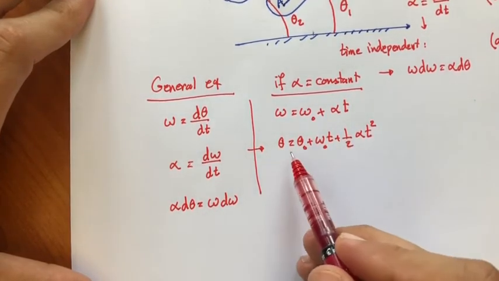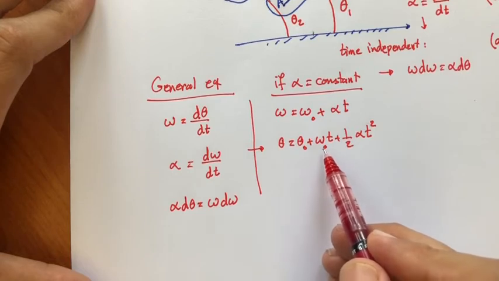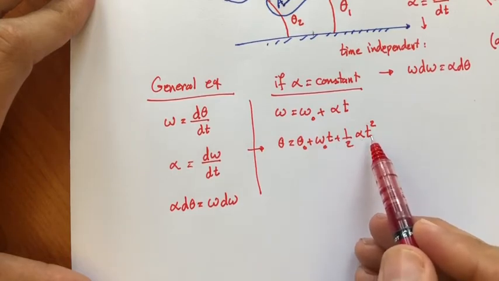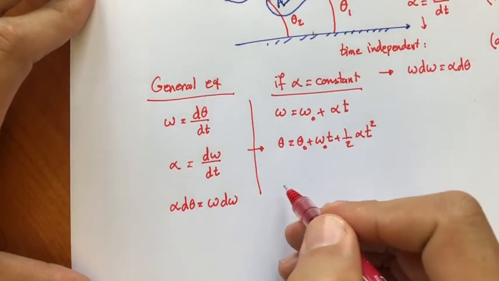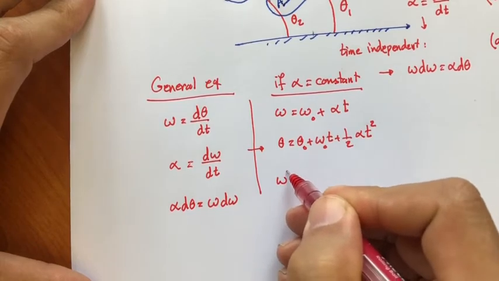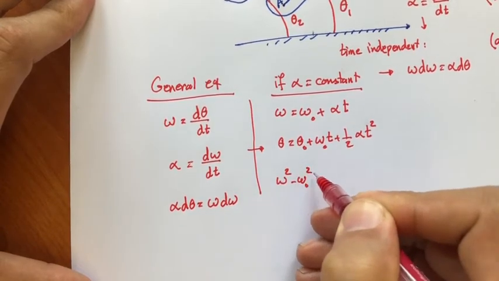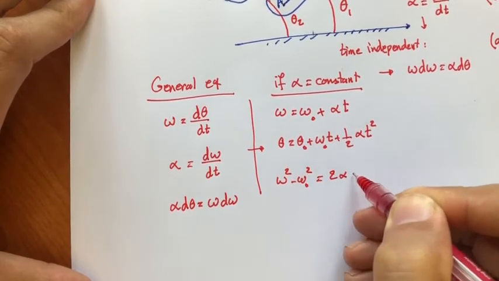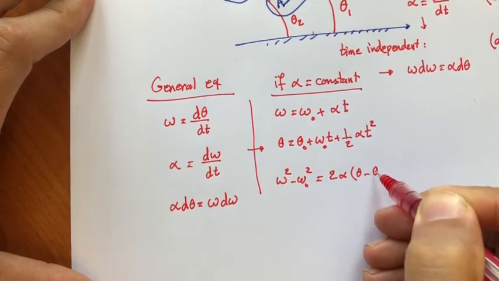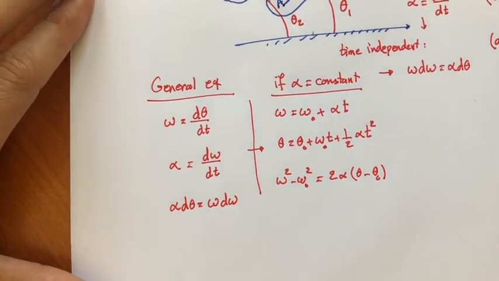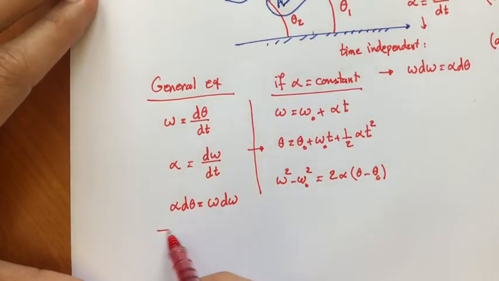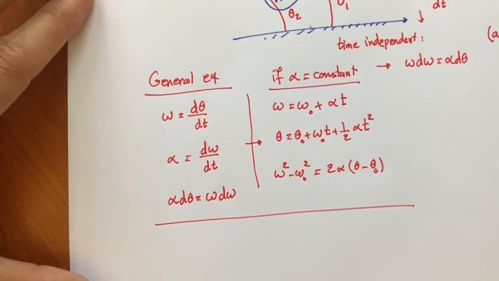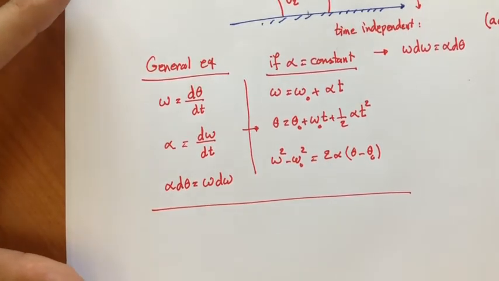In previous equations, we had s is equal to s naught plus v naught times t plus 1/2 of a times t squared, right? You see, we have exactly the same equations. And similarly, for time independent equation, if alpha is constant, we are going to have omega squared minus omega naught squared is equal to 2 times alpha times change in the angle. So these are the equations for rotation of a rigid body in plane.